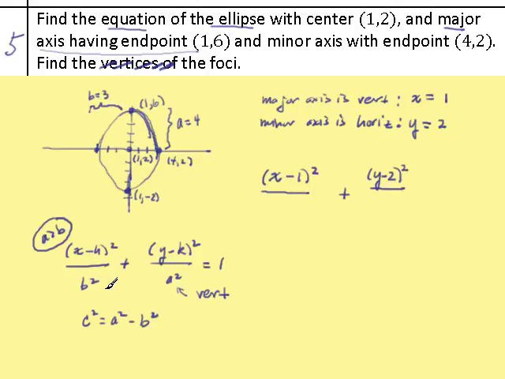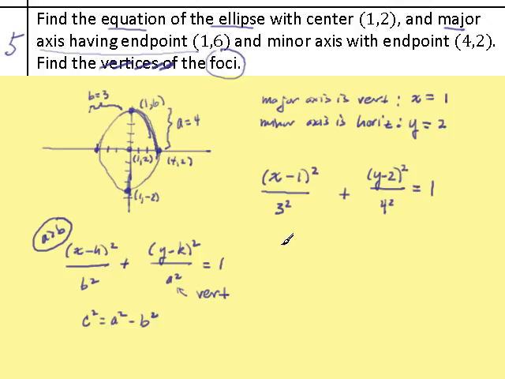All right, we're putting b underneath x. So this would be 3 squared. And we're putting a underneath y. So this is 4 squared. All right, that's our equation of the ellipse. Now we just have to find the foci. So let's do that.